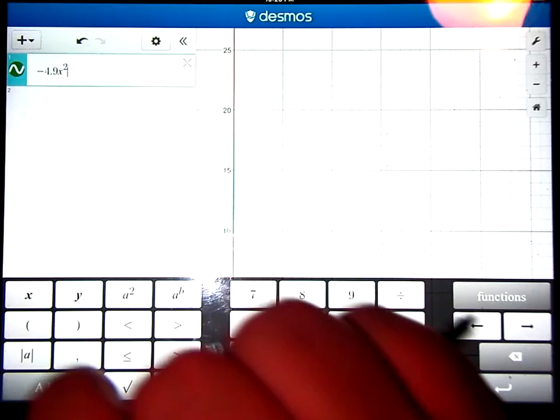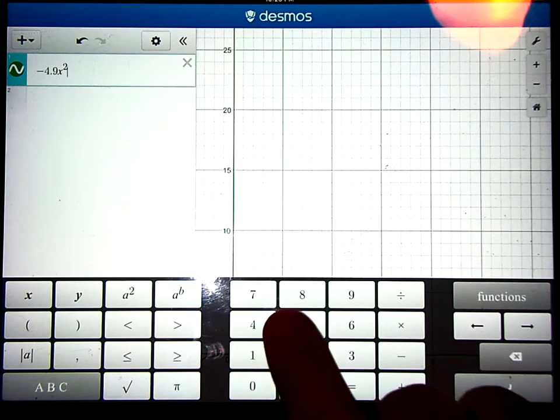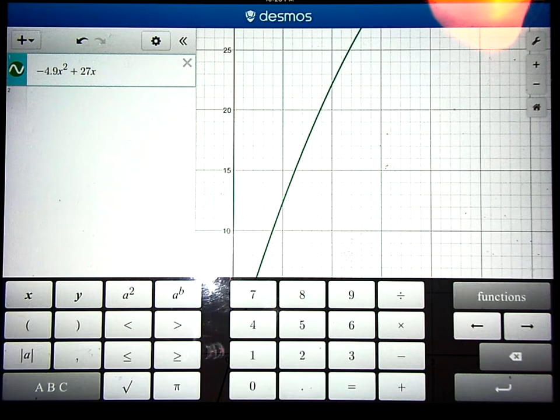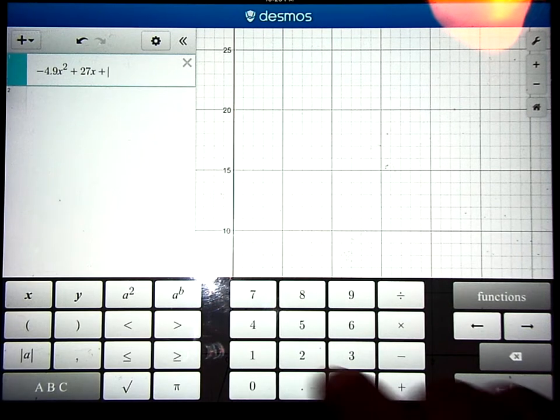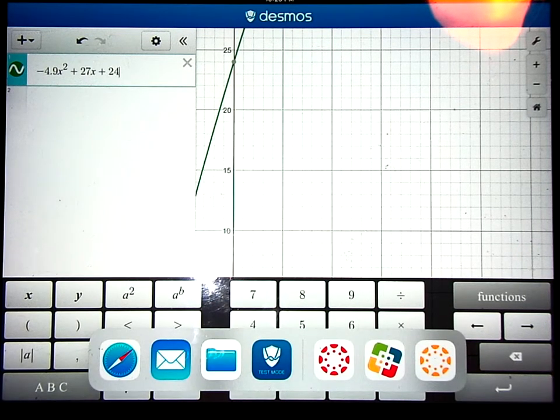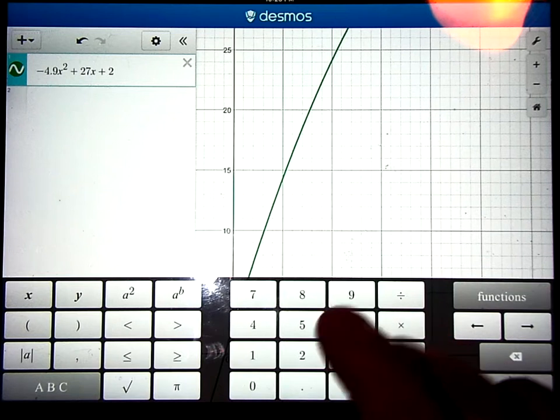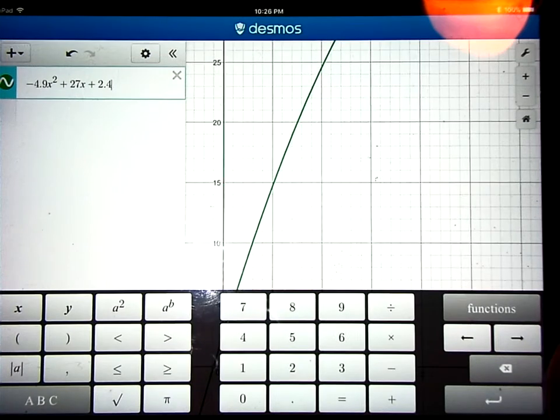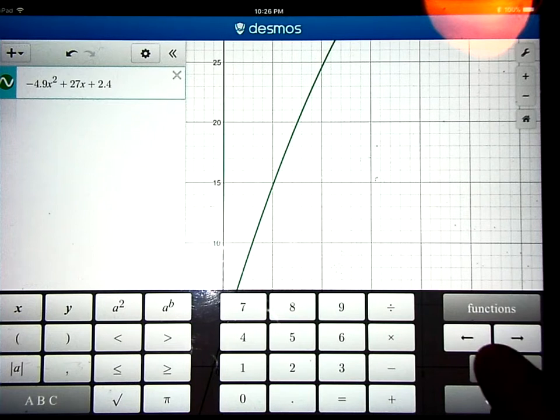So we can just change that to x. Negative 4.9x squared plus 27x plus 2.4. Okay. Make sure you get 2.4, I just did 24. All right. So here is my graph.